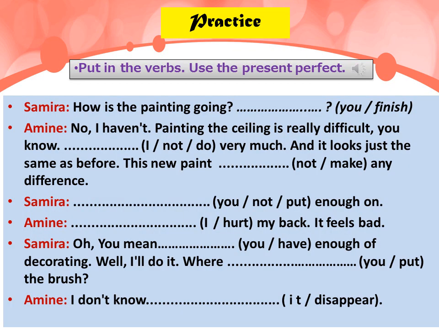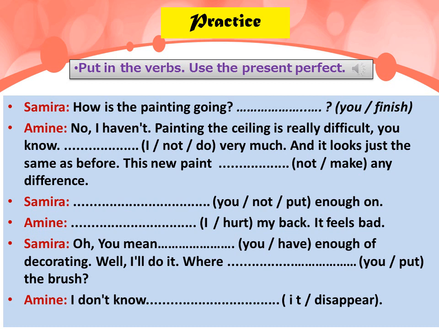Now after we have seen the form and uses of the present perfect, let's have an exercise. It's a dialogue between Samira and Amin. Now in which you are going to put the verbs between brackets in the present perfect, either affirmative or negative or interrogative case. Let's see them.